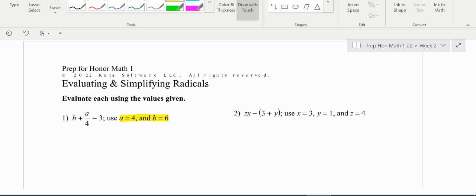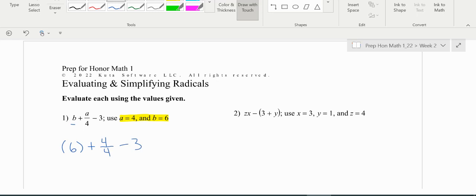So basically all we're doing is just substituting those values in for those variables. So if b is 6, that basically means wherever I saw a b, I'm going to put a 6. Wherever I see an a, I'm going to put a 4. And then we're simply just going to do the order of operations.